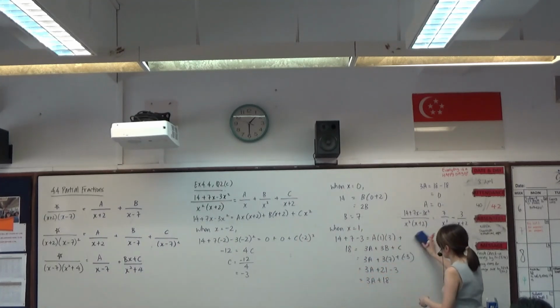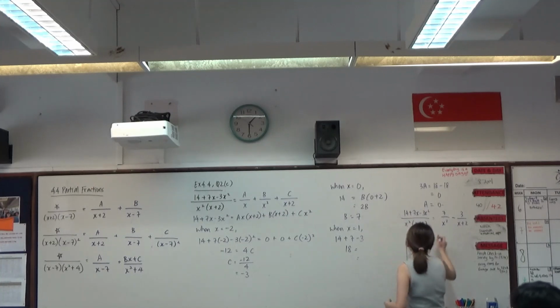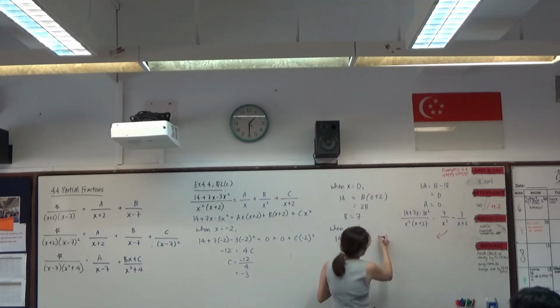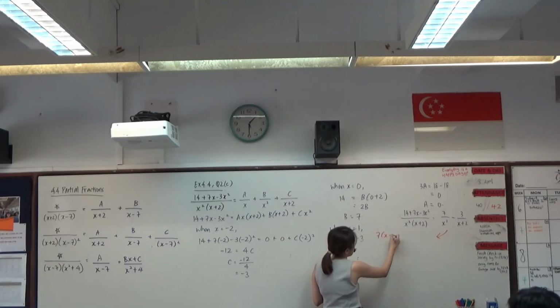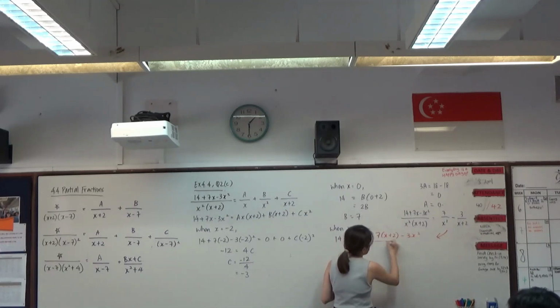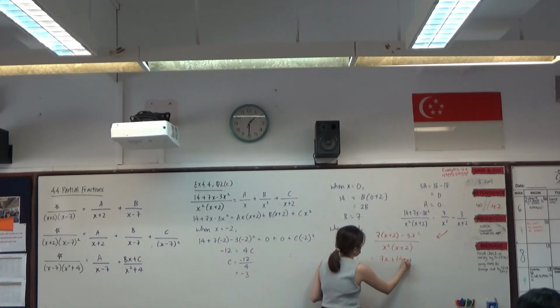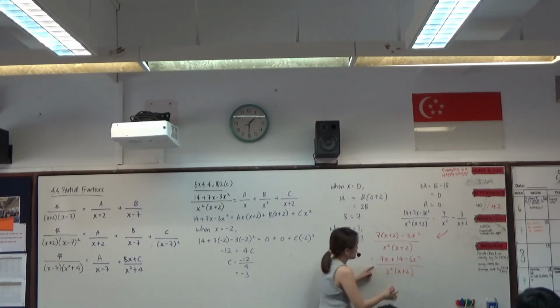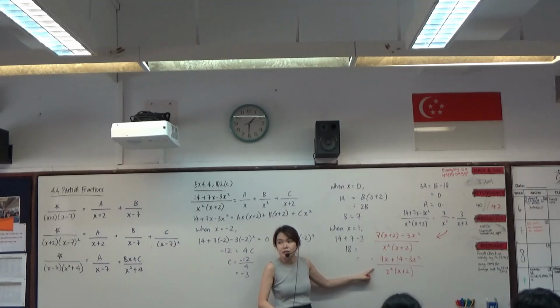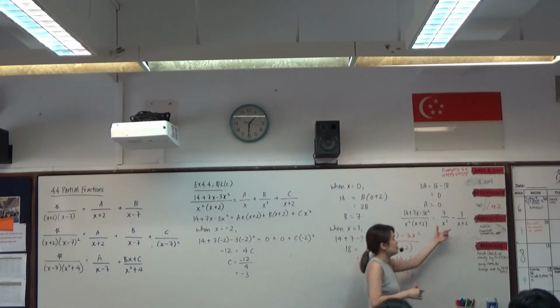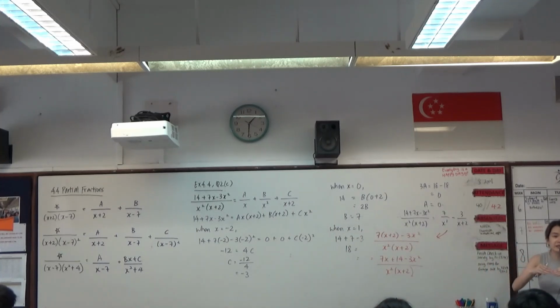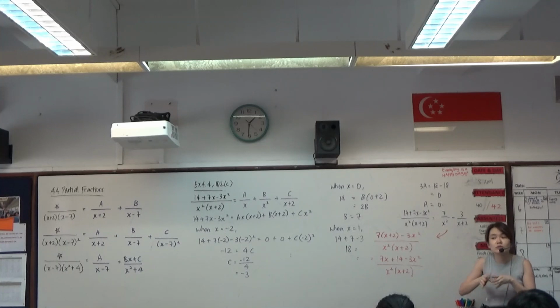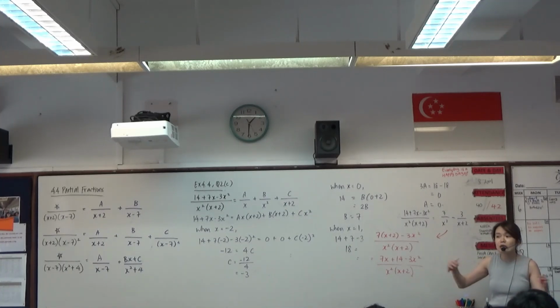I'll erase this part. Combining these two fractions, I will get 7 times x plus 2 minus 3x squared, over a denominator of x squared times x plus 2. And then I get the exact same thing. Because that is logical, right? Right at the start of partial fractions, I told you that we know how to combine two fractions together. We just don't know how to take one single fraction and split it up into separate ones. So these are reverse procedures.